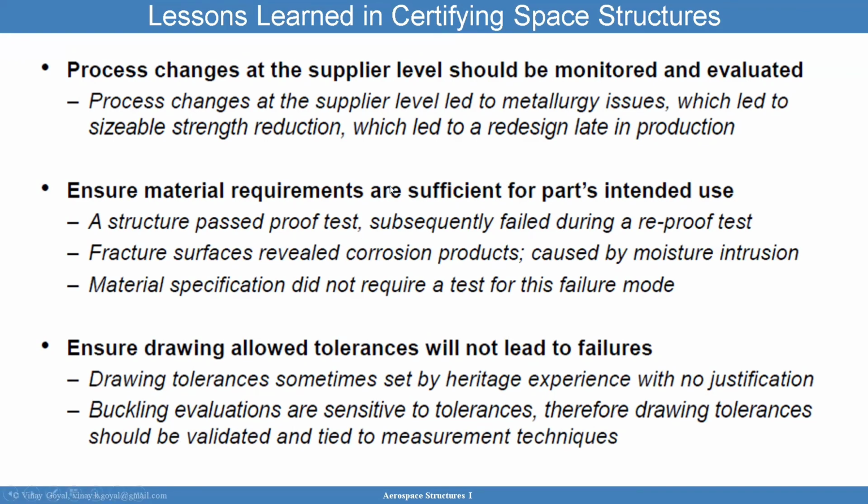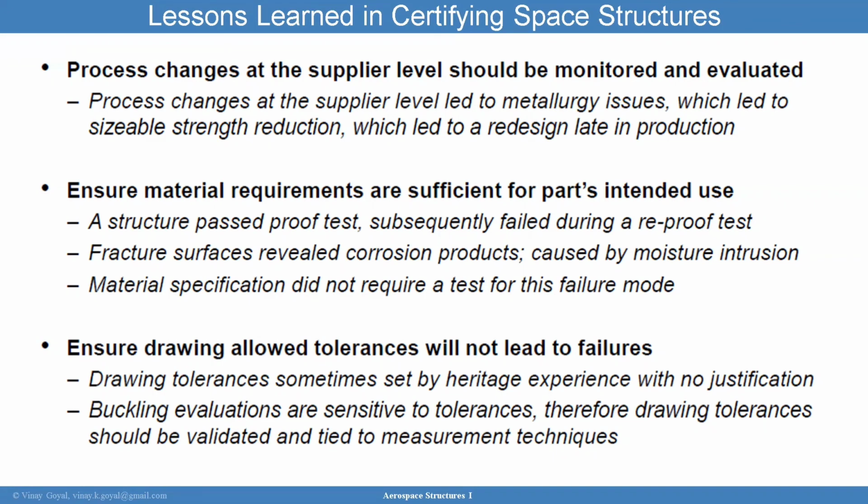Process changes at the supplier level could be a problem and should be monitored and evaluated. Process changes at the supplier level led to metallurgy changes, which led to sizable strength reduction, which led to a redesign late in production. So it's important that for any changes at the supplier level, you know what's going on, because that can impact the qualification that you had already done. And in this case, metallurgy issues was the issue here.